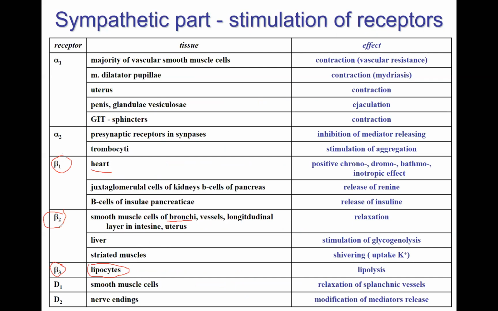So this is what we have talked about, B1, B2. If you look at A1, A1 is in vessels, and in the eye, the dilator of the pupil, we will talk about this. And alpha 2 is presynaptic in synapses. So it inhibits mediator release, so it's a neuromodulator. So these are the main ones, but you should go through all of these, because you will use this definitely in clinical medicine. So this is your homework.